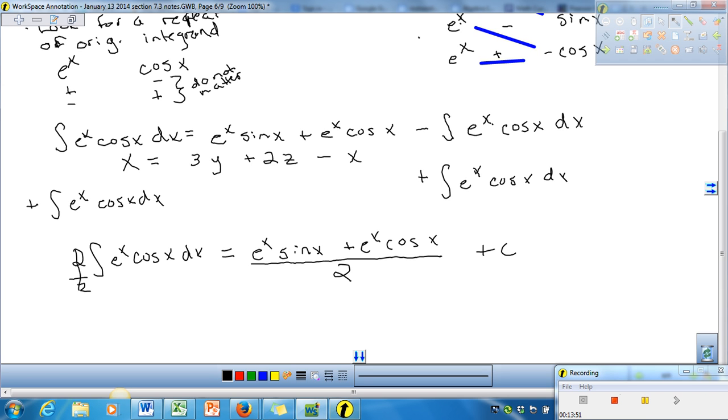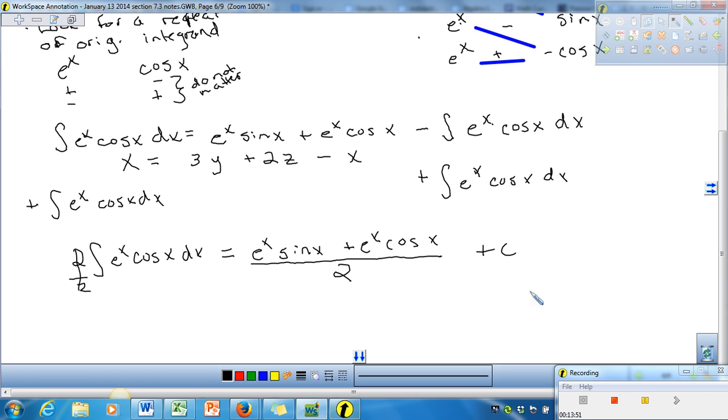So now you've seen 2 different types of integration by parts problems. One, we look for an easy u. The other, we look for a repeat in the original integrand. Questions on what we did here?